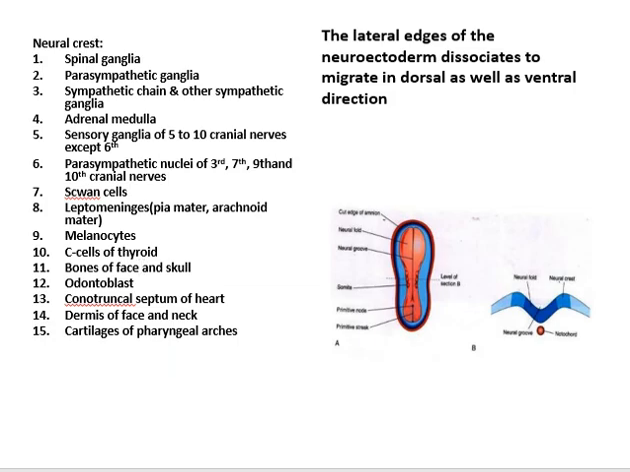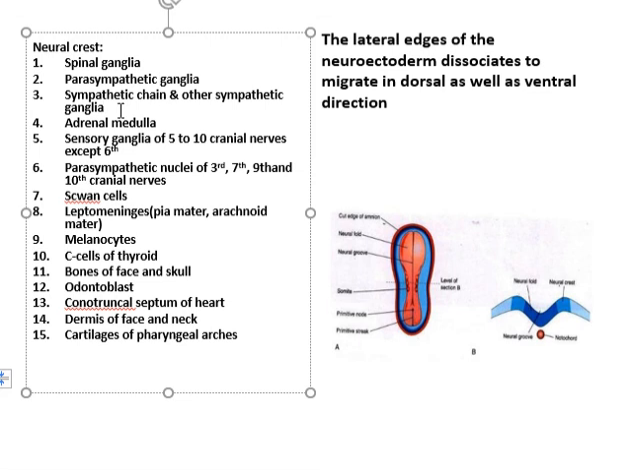When all these events are occurring for the formation of the neural tube, the lateral edges of the neuroectoderm will dissociate from this plate and will migrate in dorsal as well as ventral directions to form the neural crest cells. These neural crest cells will give rise to: one, spinal ganglia; two, parasympathetic ganglia; three, sympathetic chain and other sympathetic ganglia; adrenal medulla; sensory ganglia of the 5th, 7th, 8th, 9th and 10th cranial nerves, or you can say sensory ganglia of cranial nerves 5 to 10 except the 6th one.